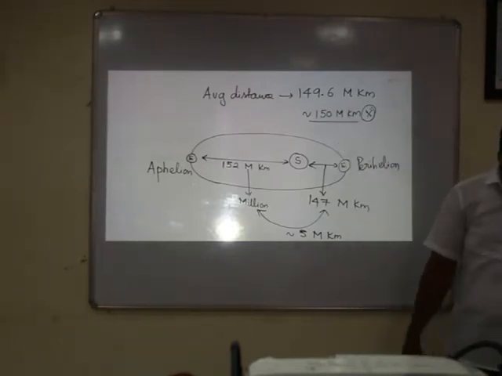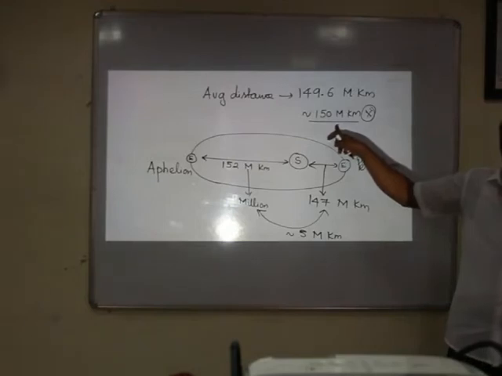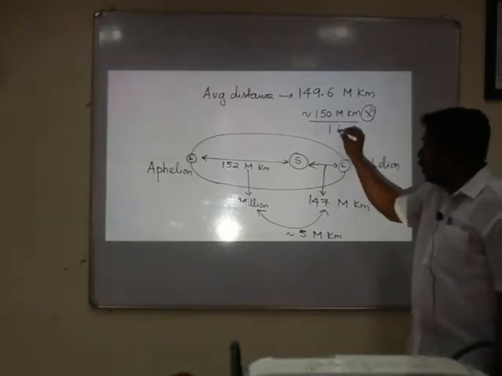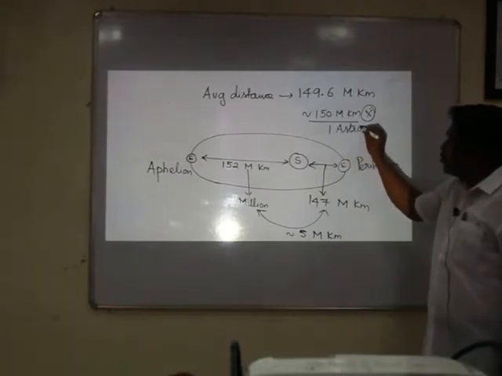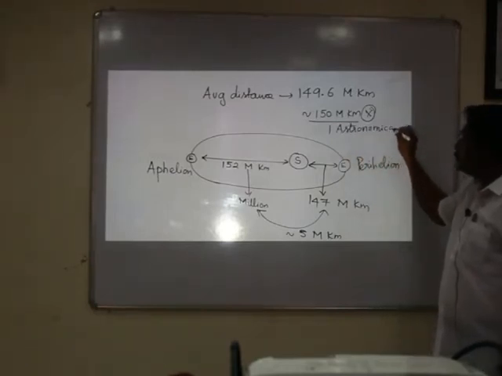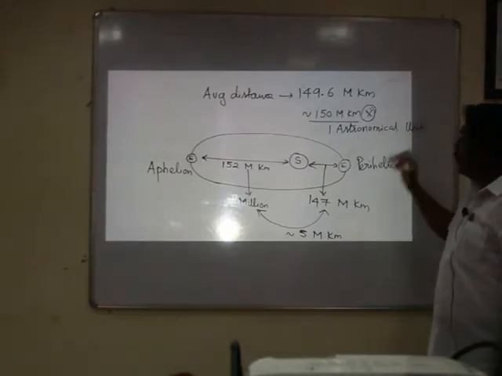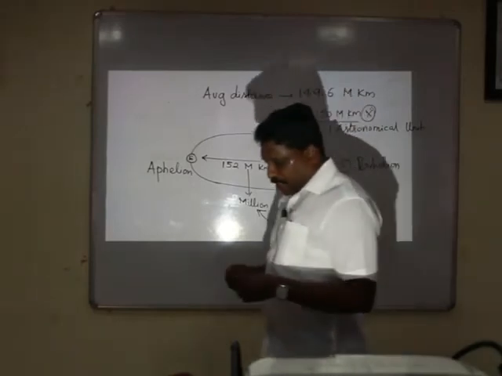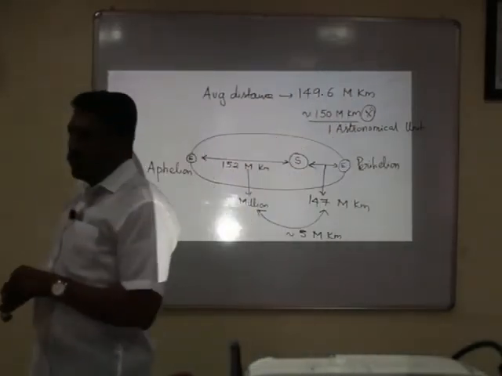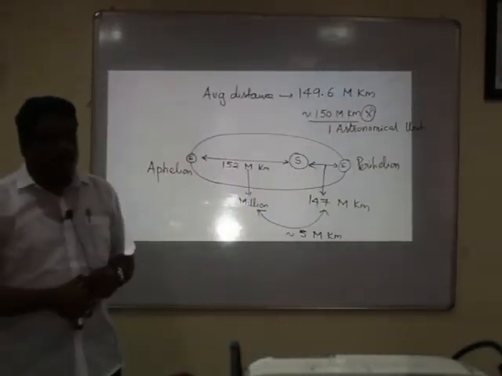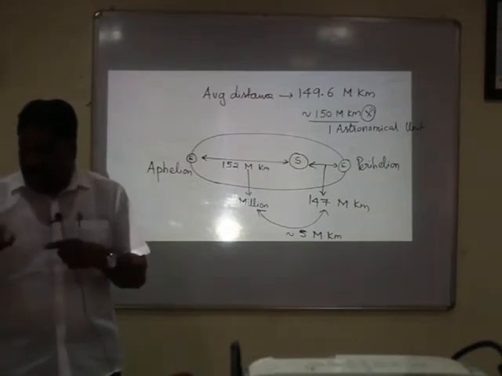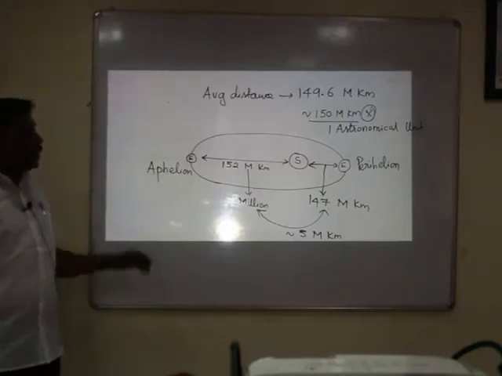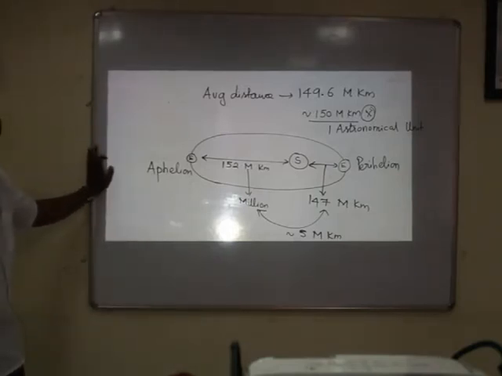And the average distance between sun and earth is very popularly called one astronomical unit. It's called what? One astronomical unit. In examination, if somebody asks what is one astronomical unit, the average distance between sun and earth, you call it one astronomical unit. What is the value of this one astronomical unit? That also you know.